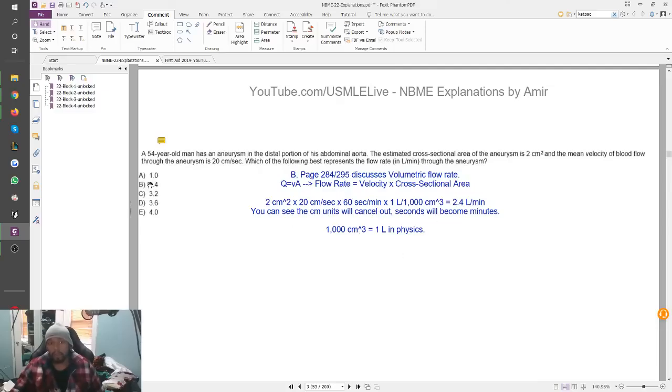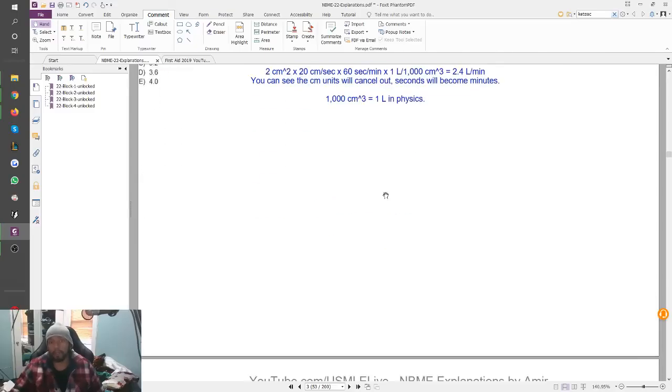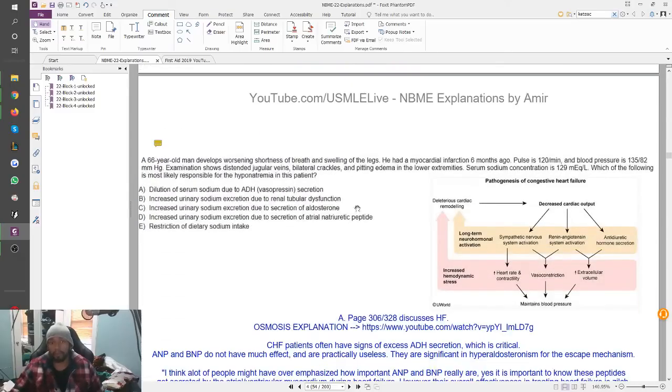And here you would do that, and you would get the answer 2.4. 2.4 liters per minute is passing through the aneurysm area. Okay, so very important kind of stuff. This is stuff you'll probably never do as a doctor, but you do need to be able to do it for Step 1 in NBME.